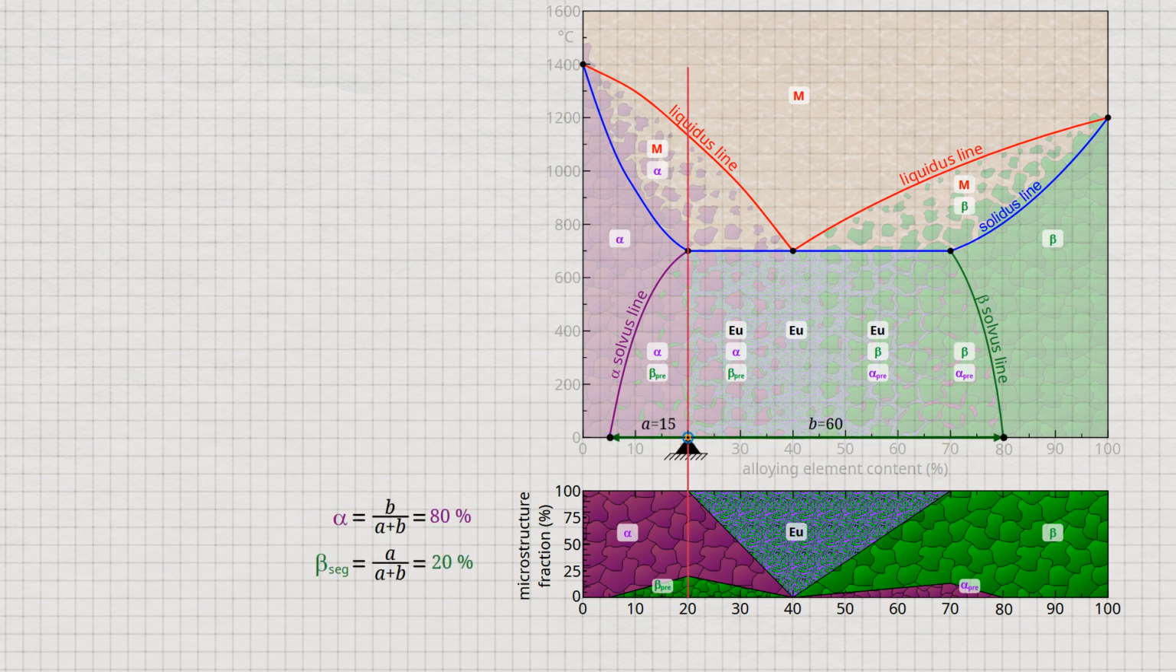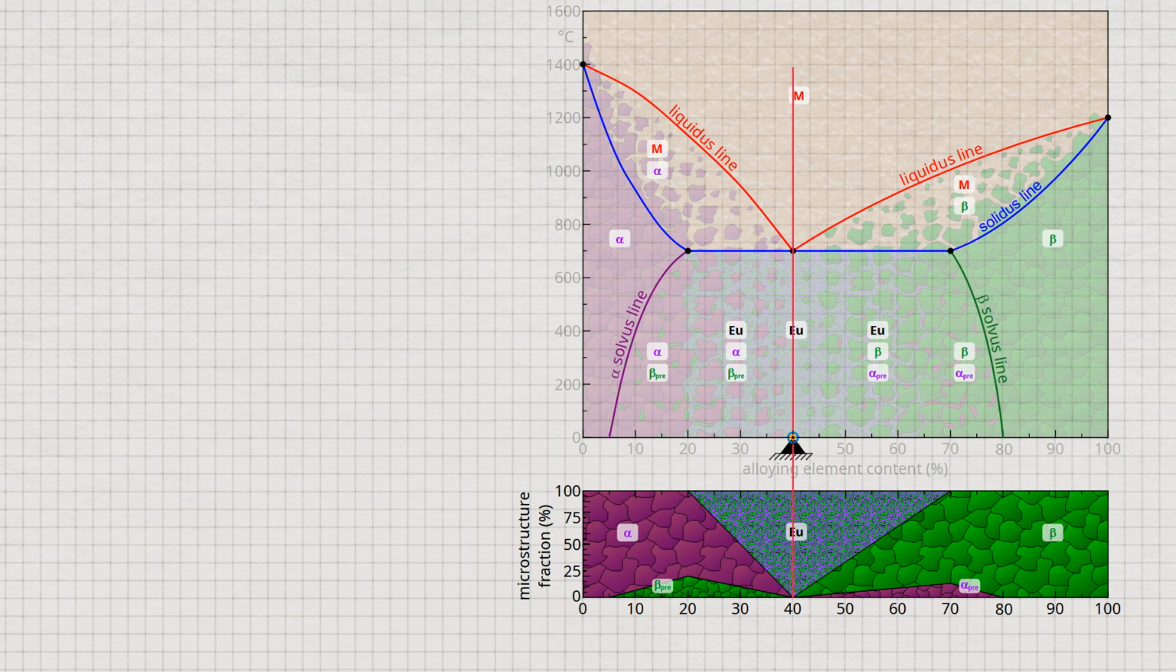Due to the linear shift of the imaginary pivot point when applying the lever rule, the microstructure fraction of precipitated beta solid solutions increases linearly up to the maximum. At higher concentrations of alloying element atoms, additional eutectic microstructural fractions are now formed, while the fraction of precipitated beta solid solutions decreases. The eutectic microstructure fraction increases linearly up to the eutectic composition, where it finally reaches 100%.